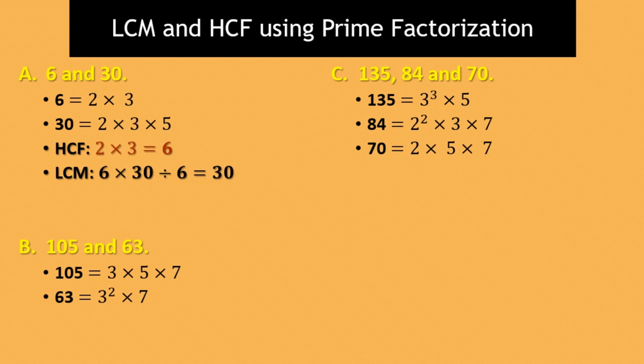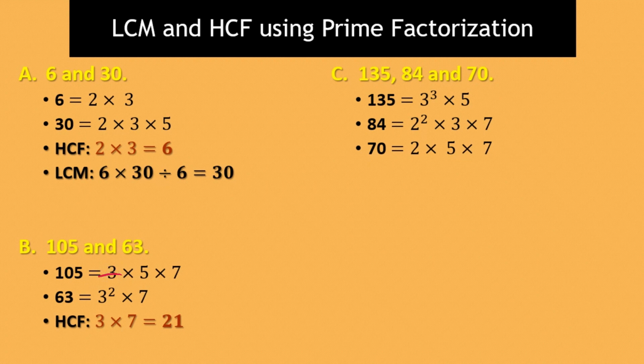Example B. Both numbers have at least 1 3 and 1 7 in common. Therefore, the highest common factor equals 3 times 7, which will give you 21. As for the lowest common multiple, we are going to use the elimination method. So 105 and 63 have 3 in common. So cancel out the smaller 3.